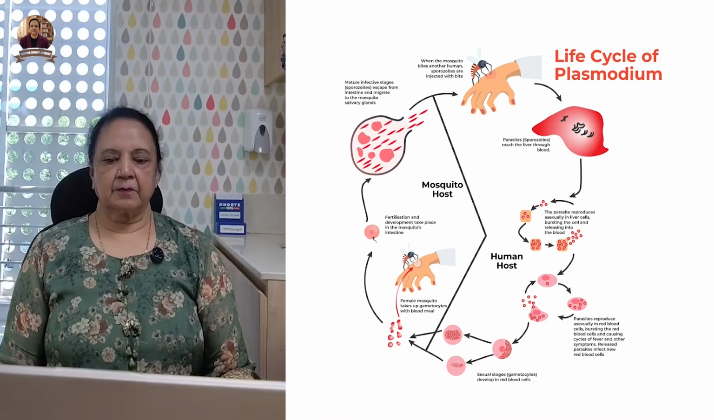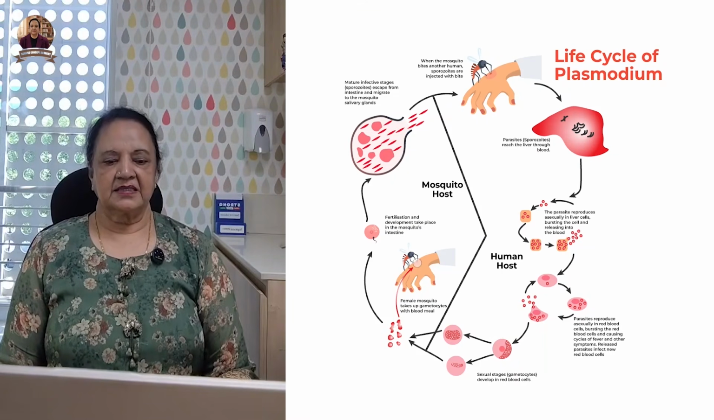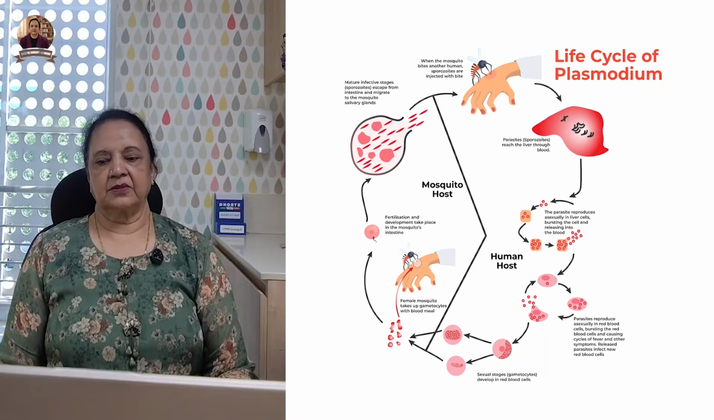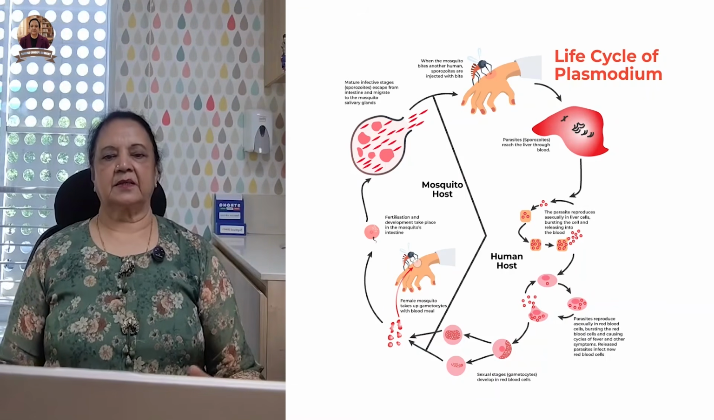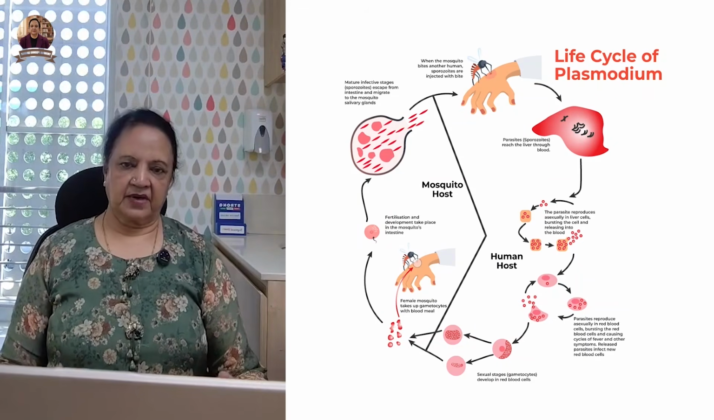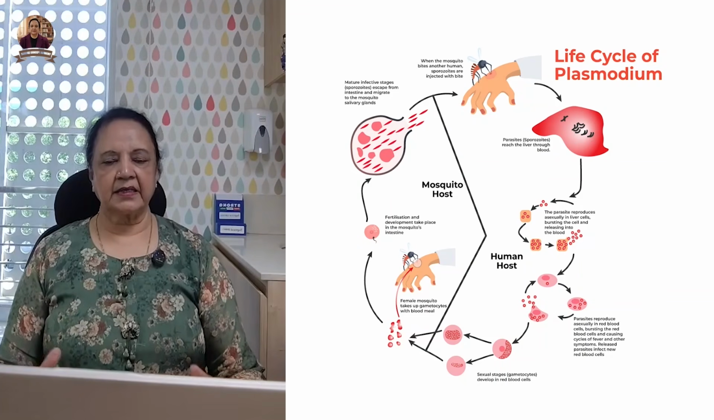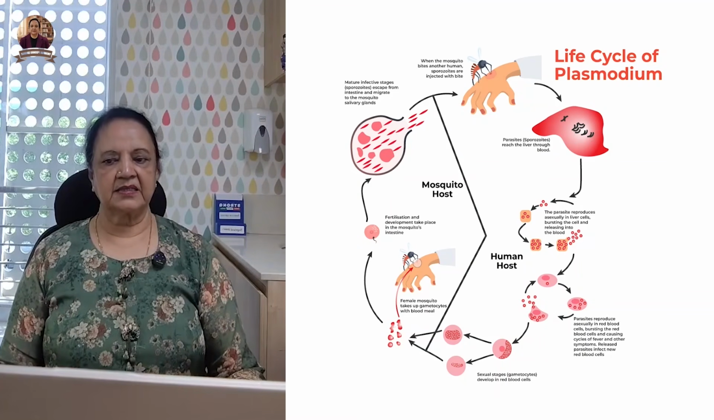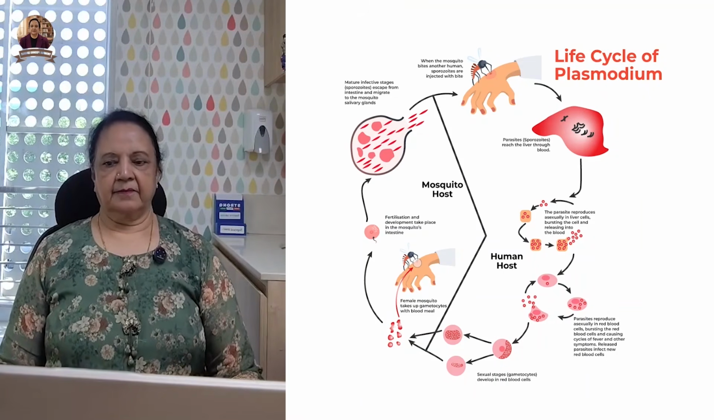Explain the life cycle of Plasmodium. Name the vector. Where is malaria difficult to eradicate? Malaria is caused by the protozoan parasite Plasmodium vivax, or Plasmodium falciparum. Its vector is female Anopheles mosquito. Now let us understand the life cycle.